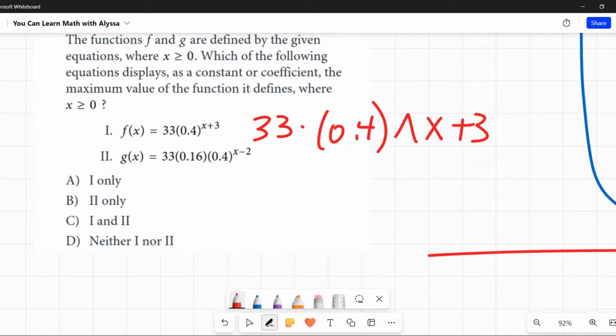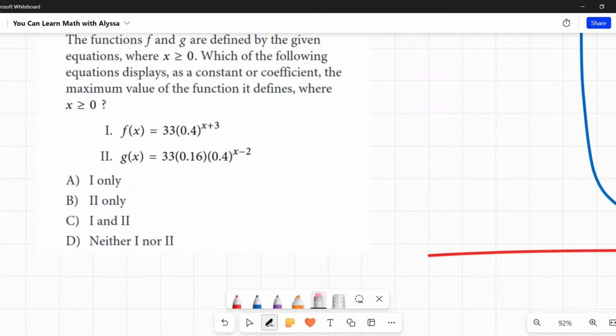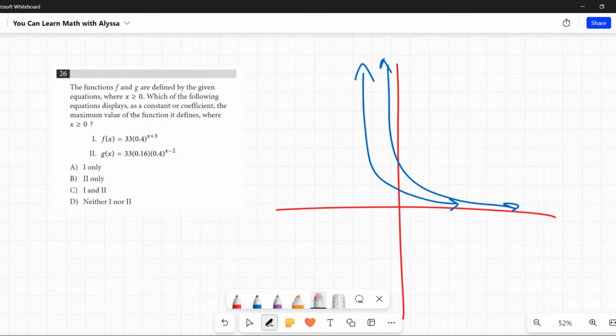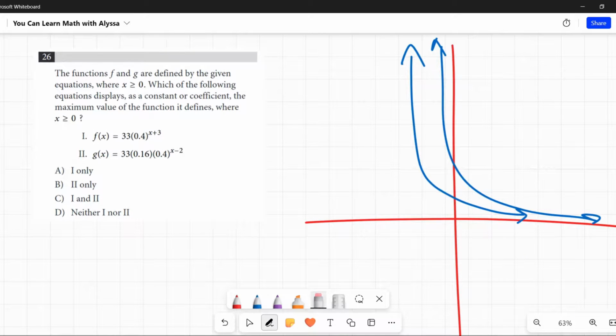If you want to be extra careful, if you don't trust your calculator, put parentheses around that x plus 3 and then put another parentheses around all that. So it knows that is all together and the 33 is by itself. That's just a little calculator tip for you because you don't want to mess up and get a question wrong just because of some typing and then the graphing calculator not understanding what you need. We don't want that to happen.